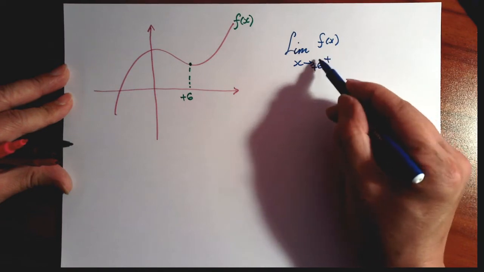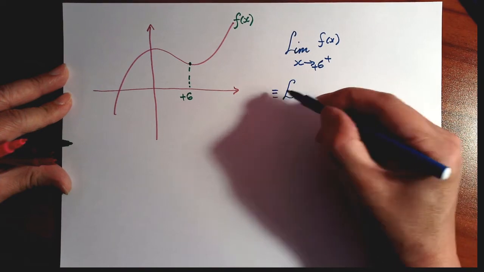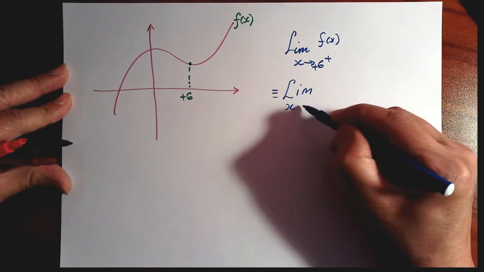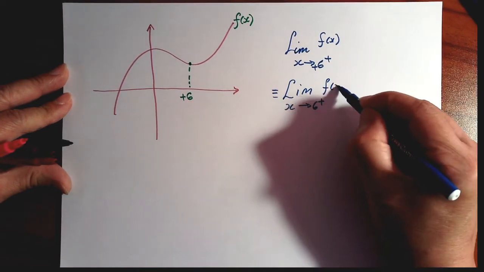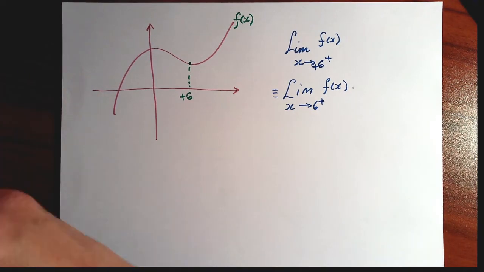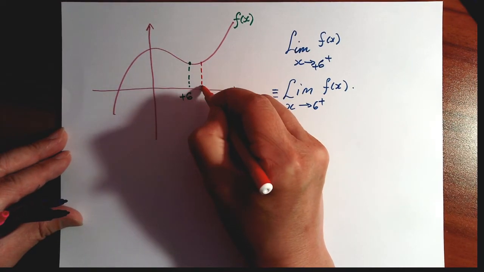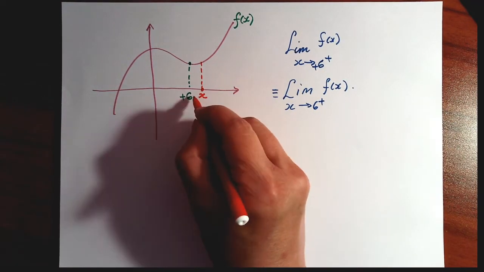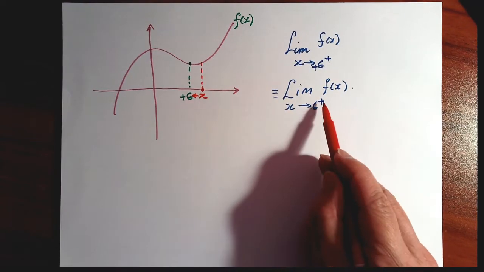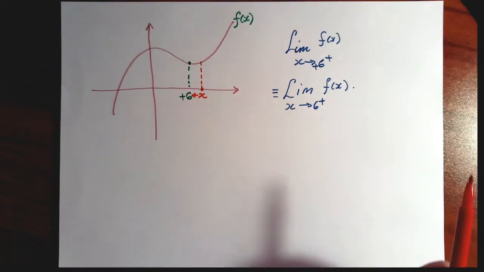When it's positive, I don't have to write the plus, so I can just write the equivalent: limit as x approaches 6 from the positive of f of x. So x would be here, a little bit bigger than 6, and it will approach 6 from the positive when it's 6.5, 6.4, 6.3, 6.2.